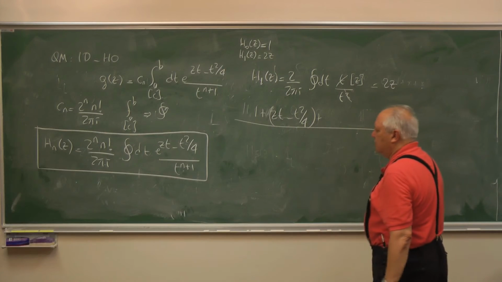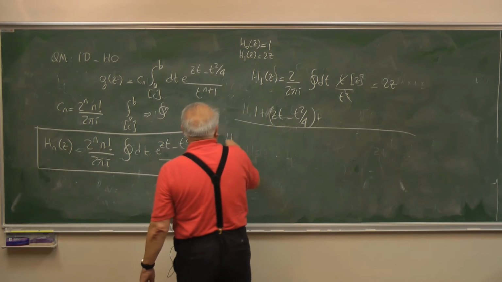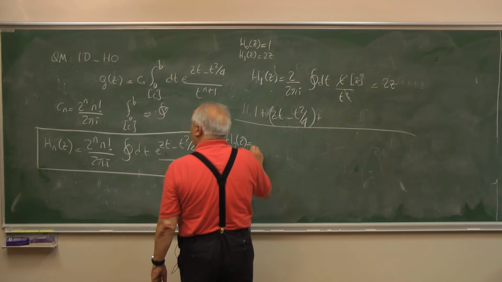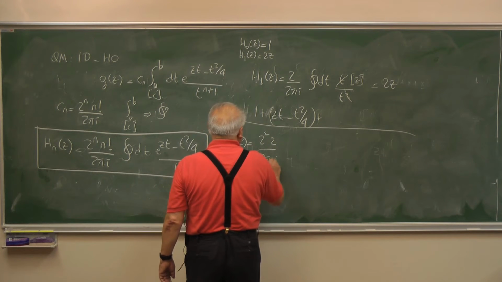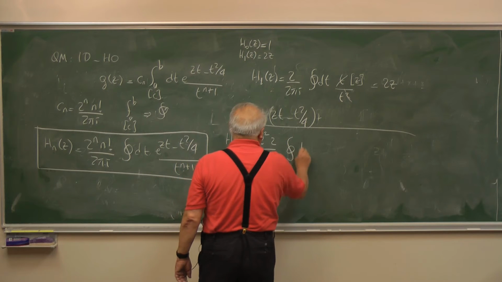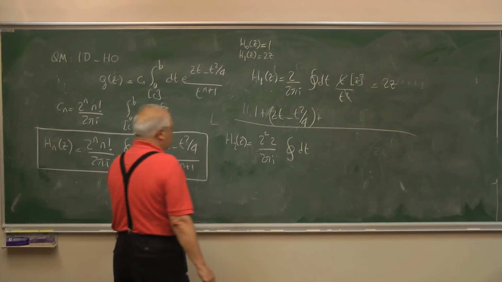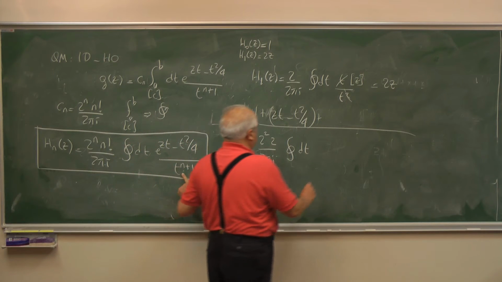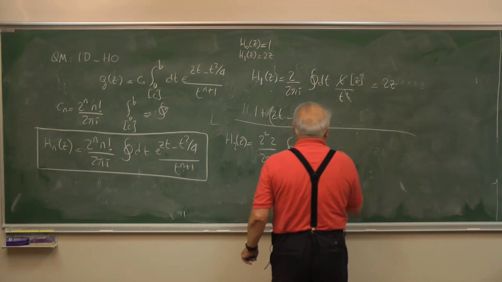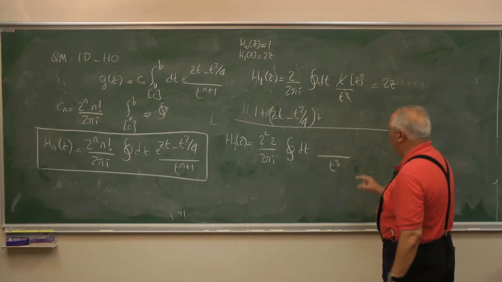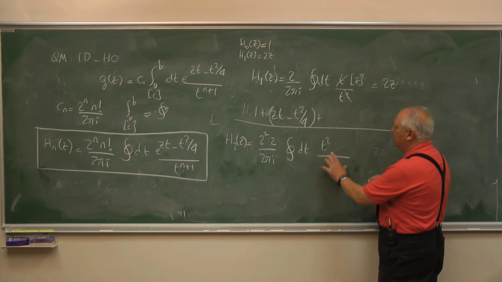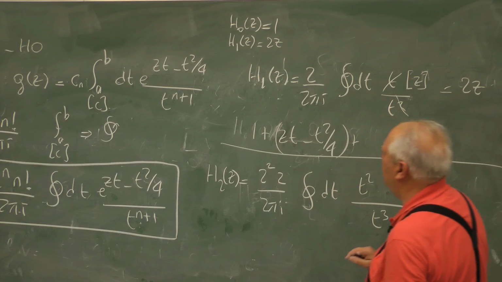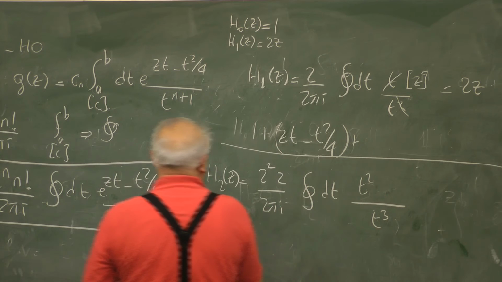Let's look at h2. h2(z) is equal to 2 factorial, another 2, over 2 pi i, integral dt. This is now t cubed, n equals 2, t cubed. So I must look at the coefficient of t squared, because t squared over t cubed goes as 1 over t, and all I need is the coefficient in here. So let's expand it again.